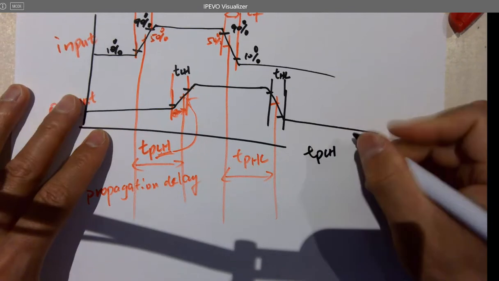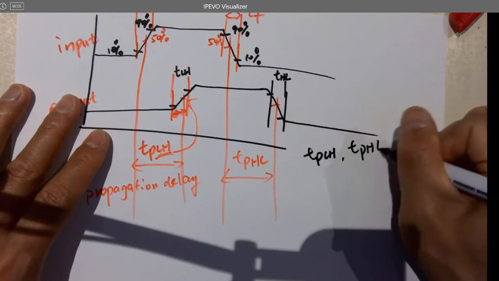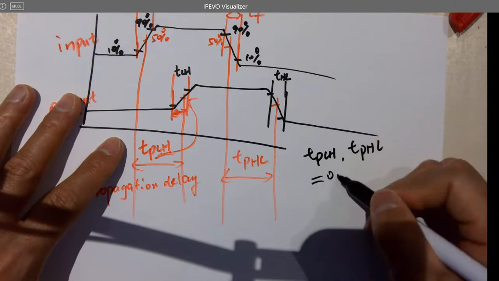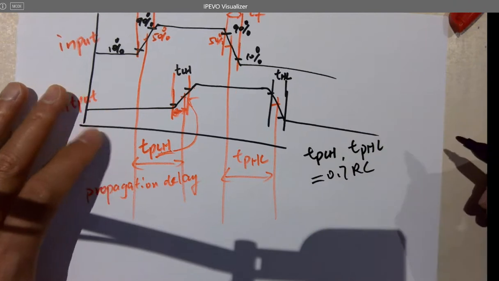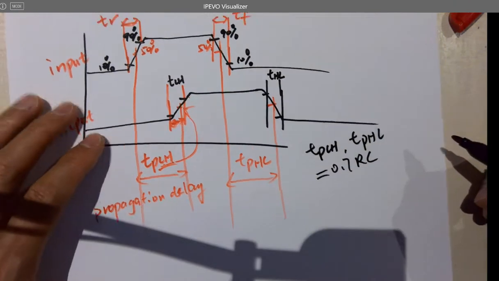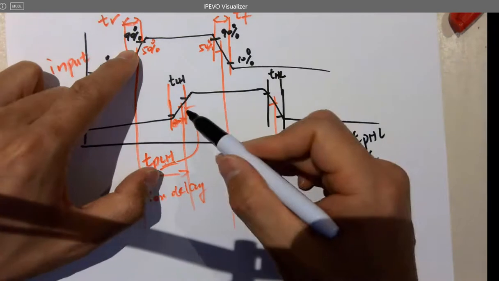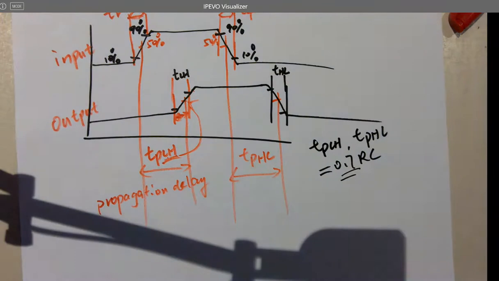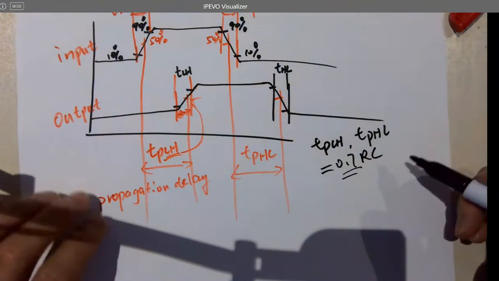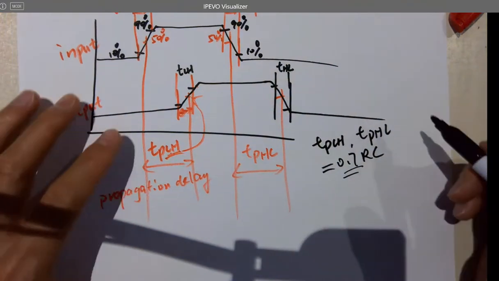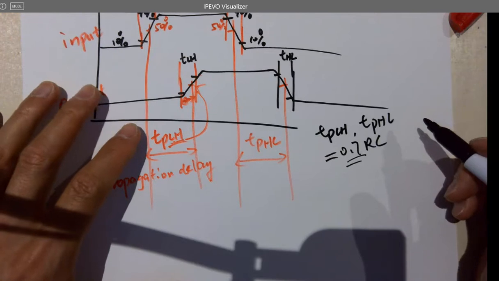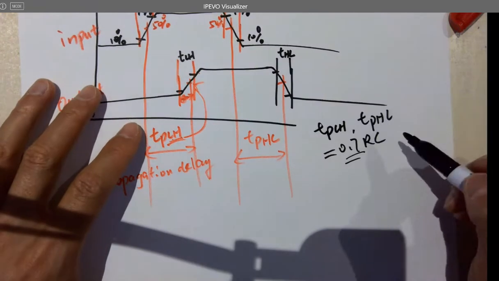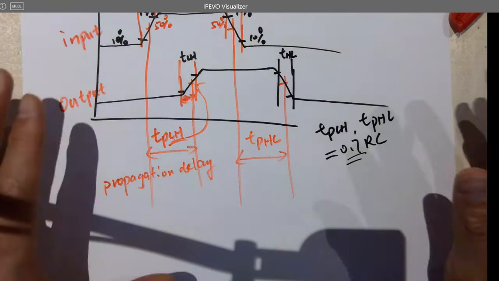TPLH, TPHL, these are 0.7 RC because they were calculated from the 50%. That's where the 0.7 comes from. And we're not going to derive it. This is from circuit one if they derive it for you. But you can refer to my circuit one lectures, see how we derived it. It's not necessary to do it here.